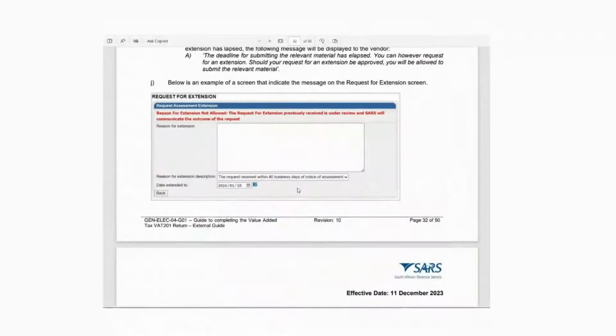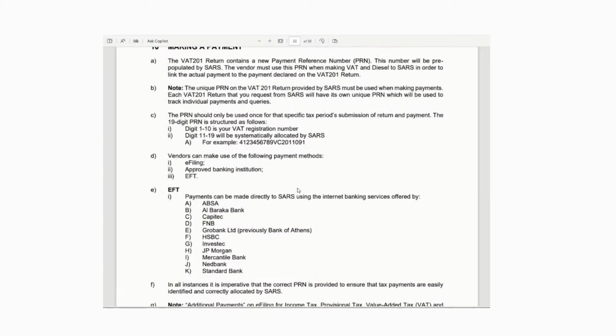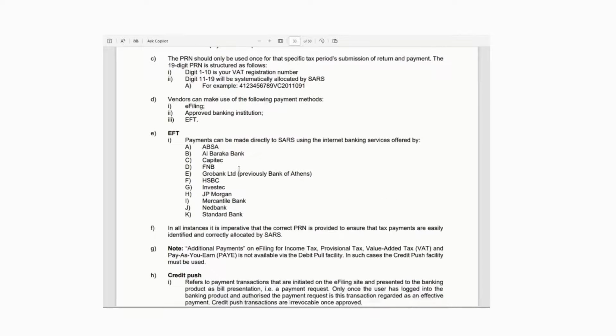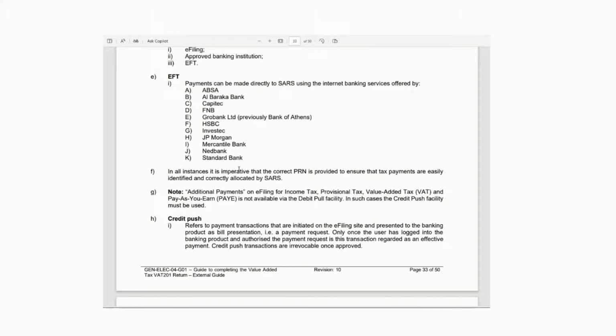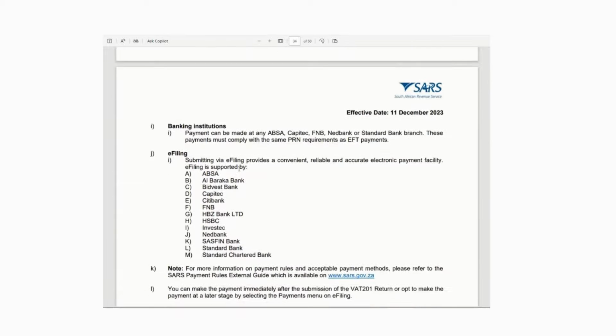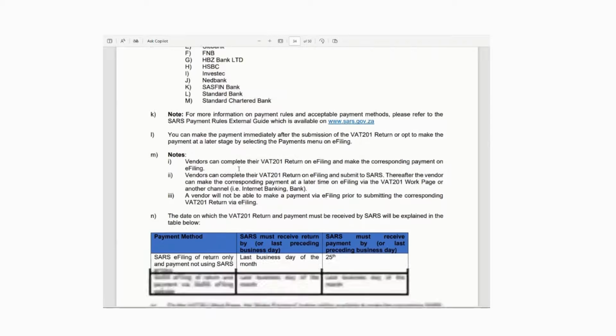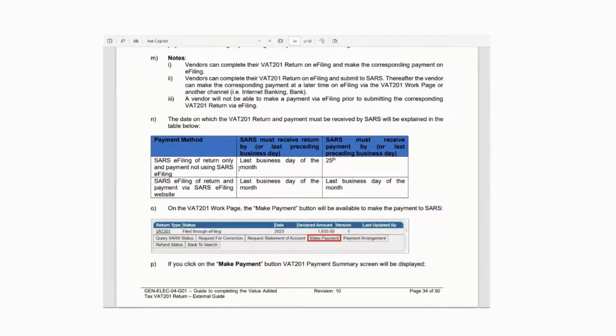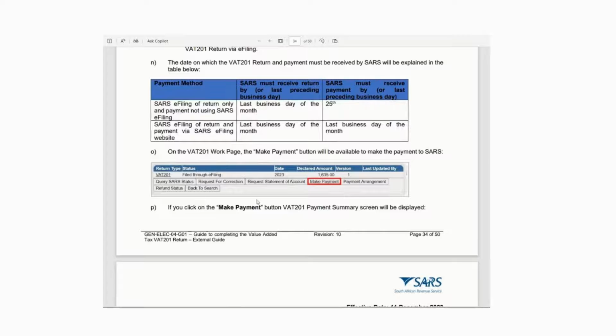And then if everything makes sense, you can go ahead and make payment. There is a reference number that's unique for that particular payment, linked to those two particular months. So you need to make sure that if you make an EFT payment, you are making it to the correct month. But if you make your payments via the system, it puts it in the right month that you had processed your VAT 201.